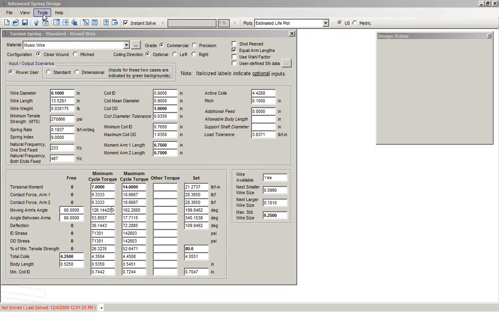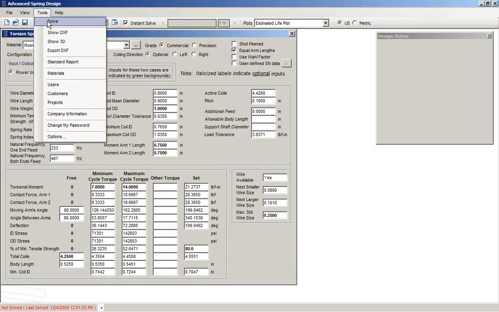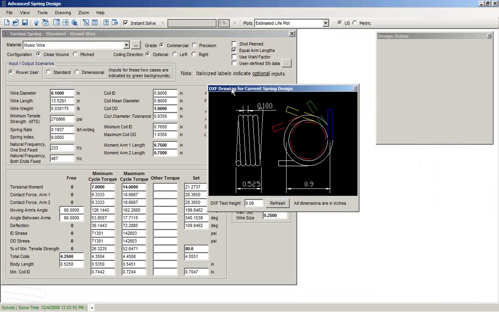We'll take a look at our DXF image for this particular design I've done. And you see that the blue arm relates to the free position. So we're at 90 degrees. We have 4 1/4 coils. When we apply the minimum cycle torque, we get the green arm. The maximum cycle torque is the yellow arm, and then the set position, or the maximum stress position, is the red arm.